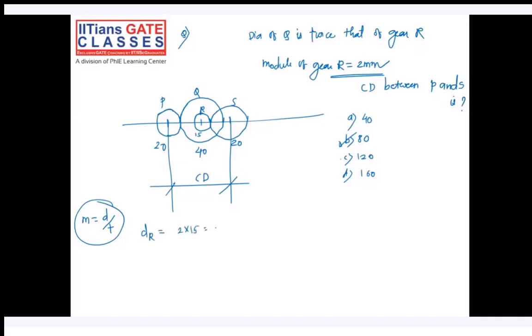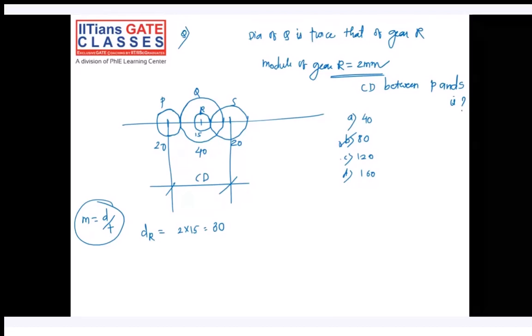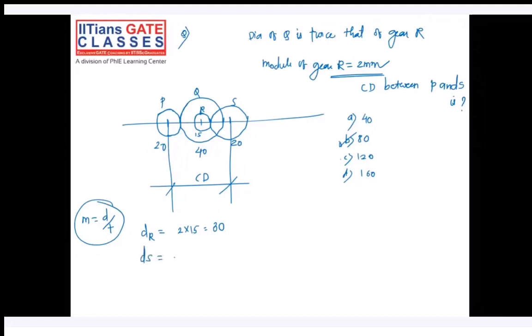Whenever two gears are in mesh, they must have the same module. So the module of gear S is also 2. The diameter of gear S will be 2 times its number of teeth, which is 40. So it is clear till this point.